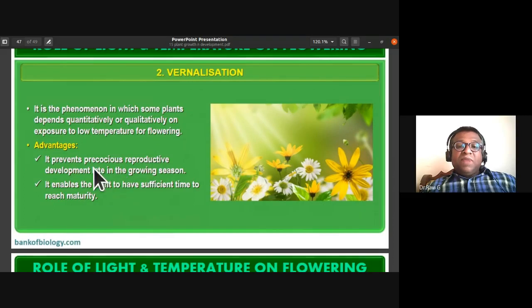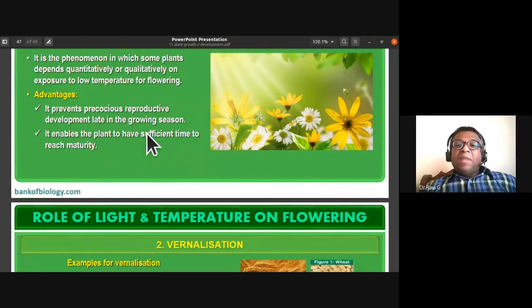The advantages of vernalization are, it prevents precocious reproductive development late in the growing season. It enables the plants to have sufficient time to reach maturity. So vernalization prevents early reproductive development late in the growing season. It prevents flowering later in the growing season because the plants require quantitative or qualitative exposure to low temperature. So vernalization also enables the plant to have sufficient time to attain maturity.